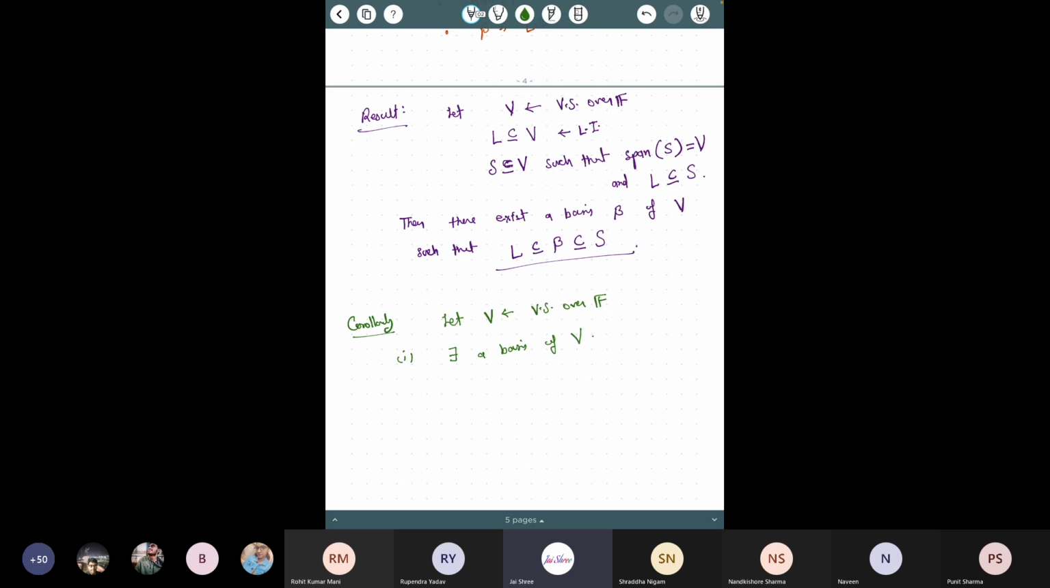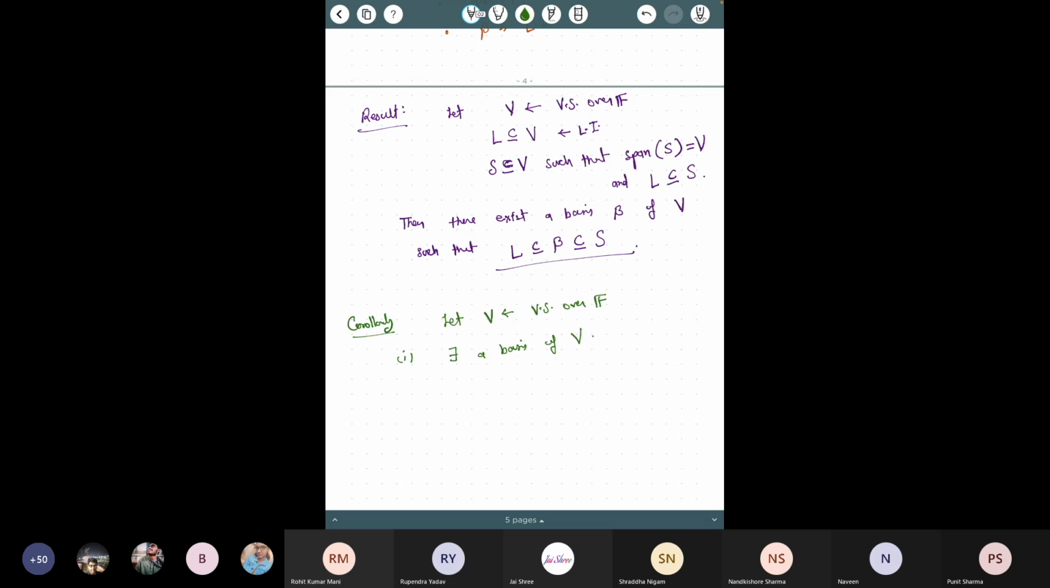So see, you are doing something by adding. You are saying that there exists a maximal linearly independent set using Zorn's lemma. Ultimately you are going to use this result only, right? Whatever I have written here. Because you are saying that you will take this L as a linearly independent set and you have a spanning set, let's say S, then this result will give you a basis.